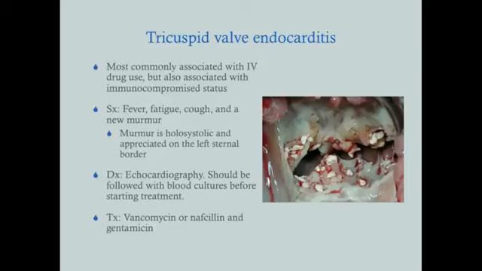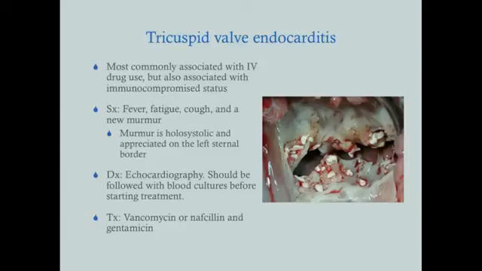Okay, so I didn't put this on here, but a mnemonic for endocarditis is Junior No Fame, JRNOFAME. J for Janeway lesions, which are those lesions on the palms and soles. R for Roth spots. N for nail bed hemorrhages or splinter hemorrhages. O for Osler's nodes. F for fever. A for anemia. M for murmur. And E for emboli.